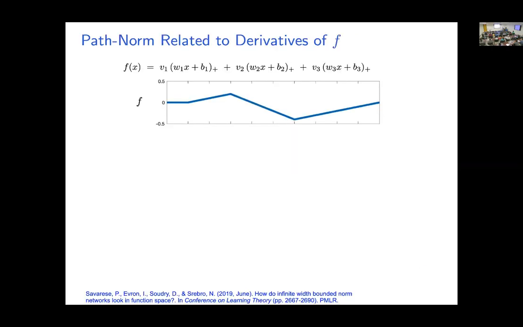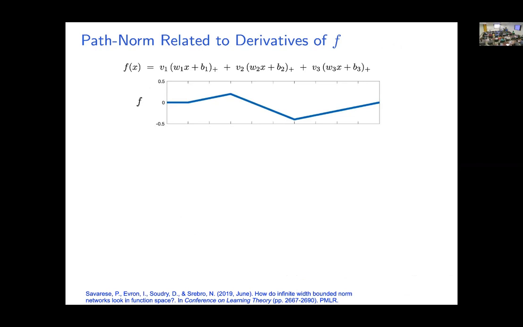Now, the weight W here is normalized, because we can always normalize the W, and that doesn't really change anything. We can move scaling from the input to output weights because the ReLU function is piecewise linear. So I just want to show how this norm is related to derivatives of the function.